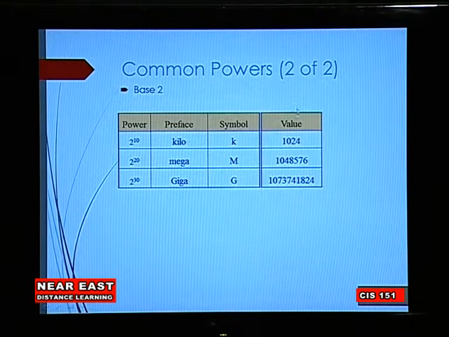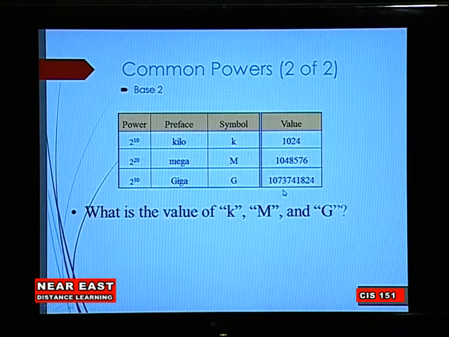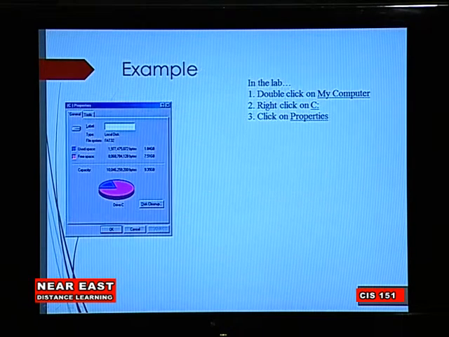Again, the value will be base 2 to the power 10, which is 1024. Base 2 to the power 20 is this number. Base 2 to the power 30, which is giga, gives us this number.